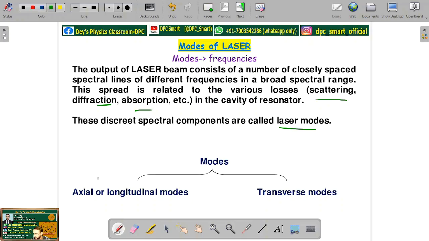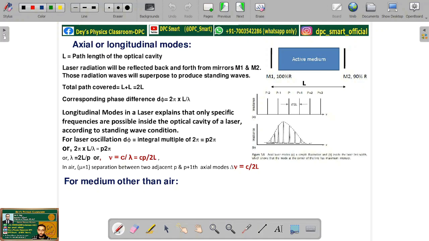Now modes are of two types. One is axial or longitudinal mode and the second one is called transverse mode. Now what are axial or longitudinal modes? Suppose this is the optical resonator where the active medium has been placed in between two mirrors, mirror 1 M1 and mirror 2 M2. Mirror 1 has 100% reflectivity and mirror 2 has 90% reflectivity. Within the active medium the lasing action will take place. As a result, laser radiation or stimulated emitted photons will be created within this active medium.